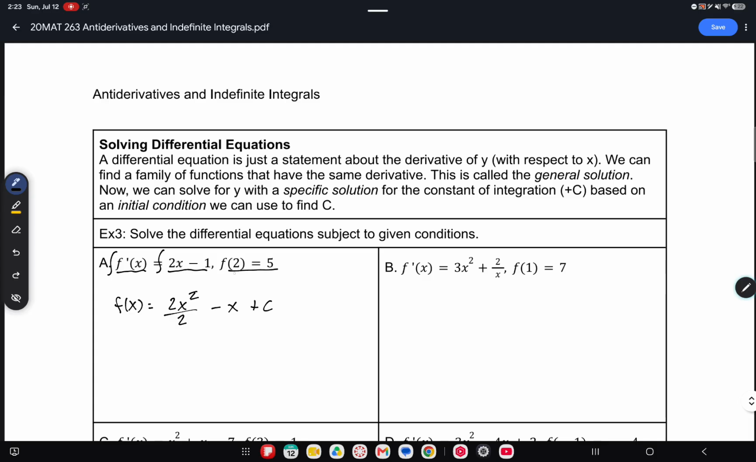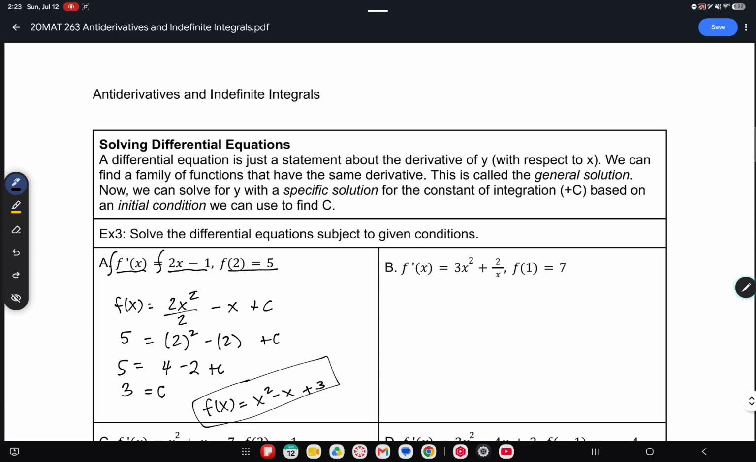Well, I have an initial condition. When x is 2, the function is 5. So let's solve it. 2 over 2 is just 1. So I have 2 squared minus 2 plus c. That's going to be 4. 4 minus 2 plus c is 2. I'll subtract 2 from both sides, so c is going to be 3. So we can say our specific solution, f of x, is x squared minus x plus 3, because we solved for that c value.